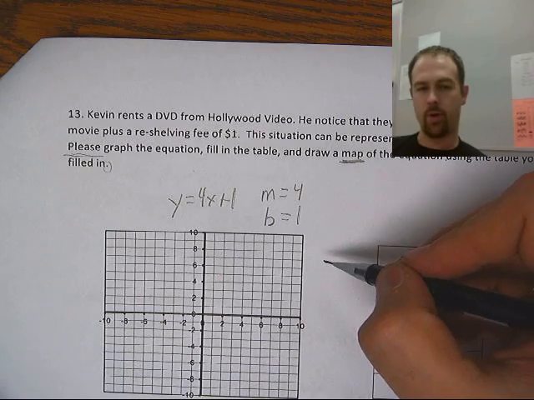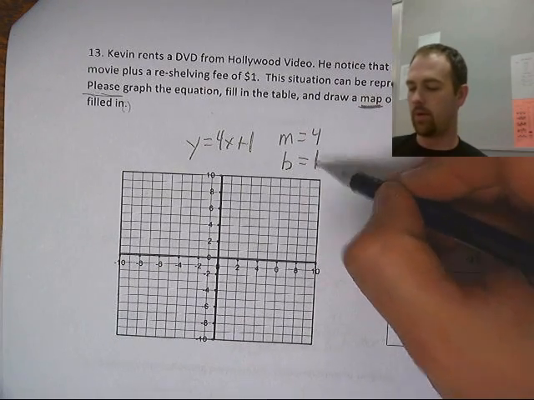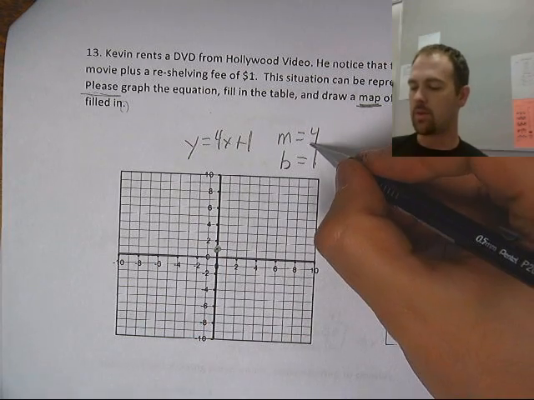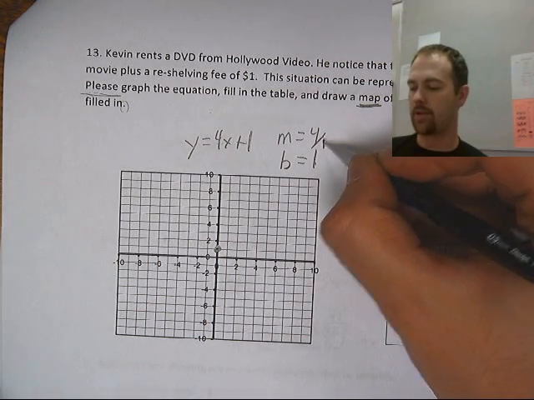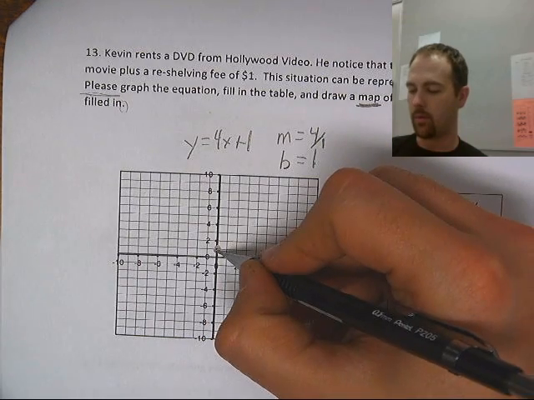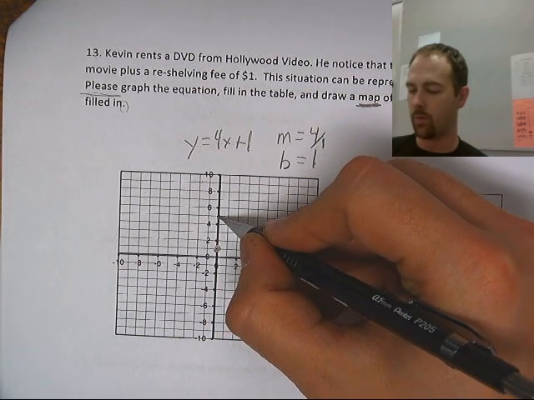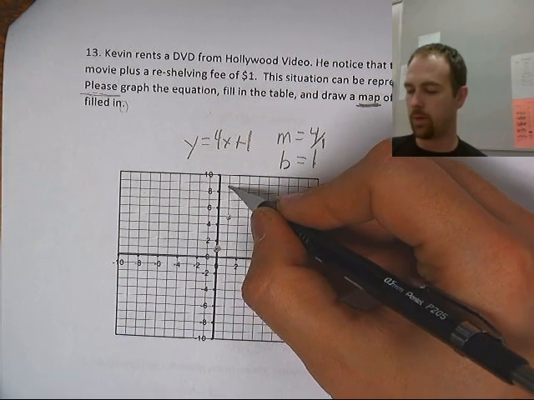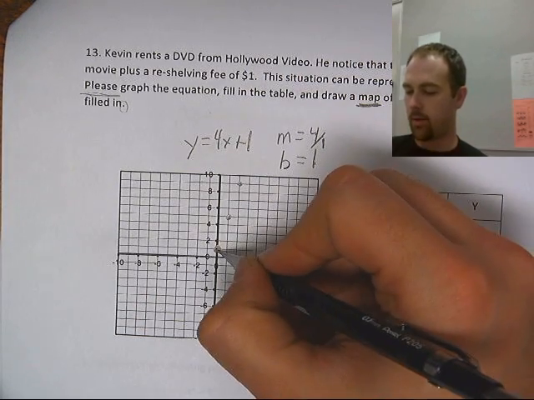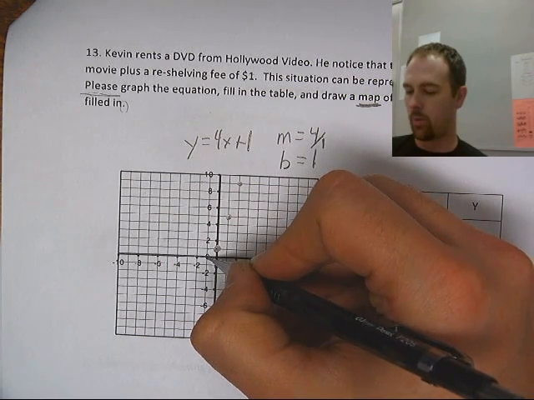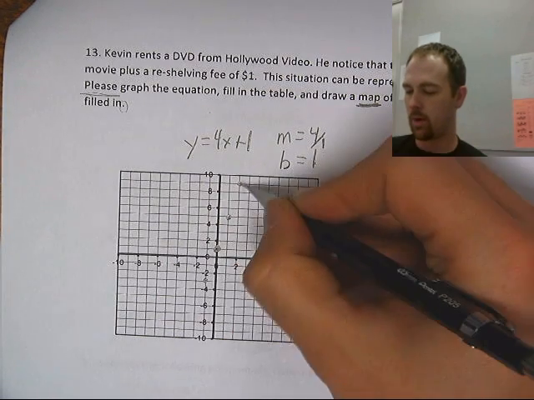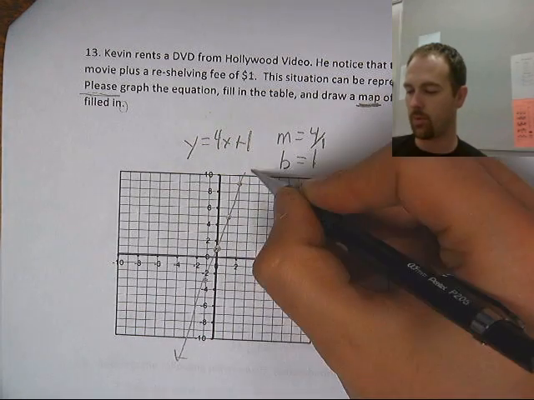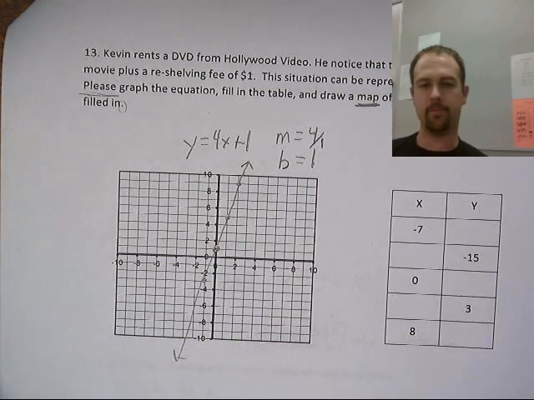So let's go ahead and graph it. b is 1, means I go to 1 and plot my y-intercept. Slope is 4, make that into a fraction. Rise 4, run 1. Rise 1, 2, 3, 4, run 1. If I go the other way, run 1, fall 1, 2, 3, 4, and then as carefully as possible, draw that line.